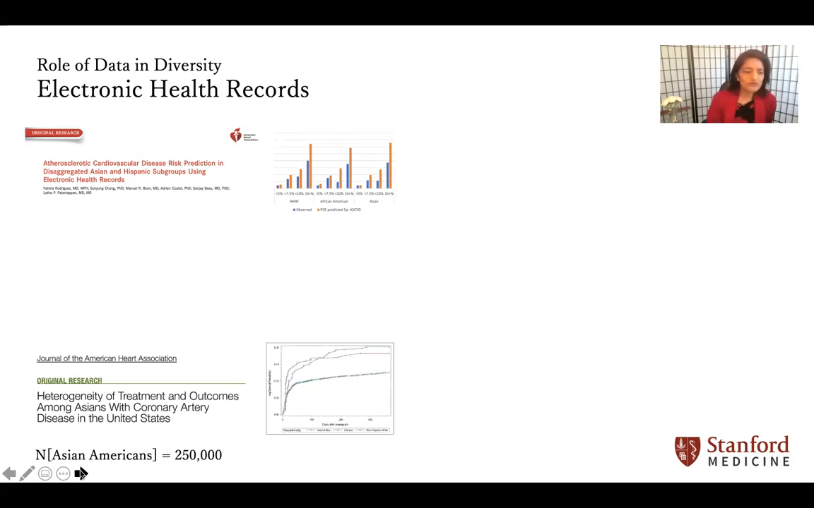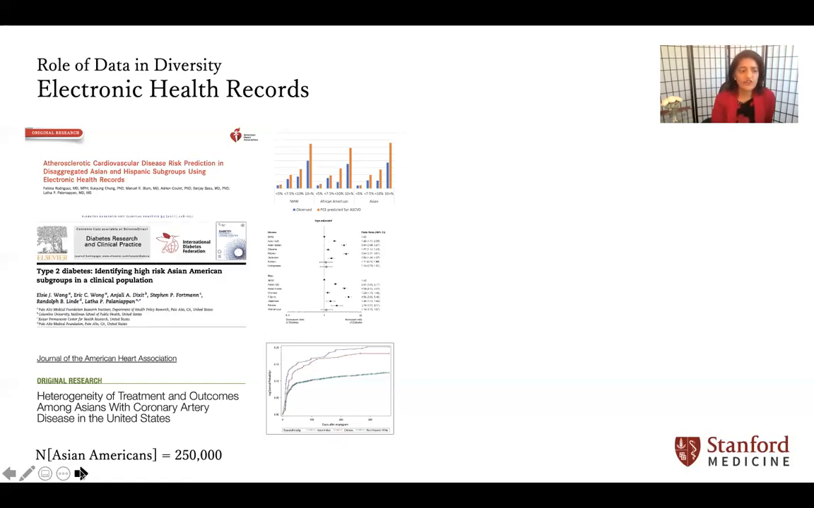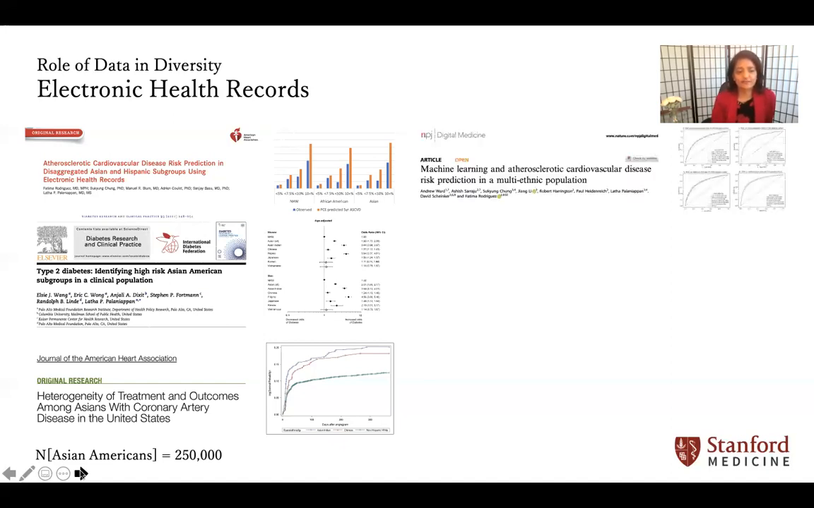Next slide. Also, how people were treated and adverse outcomes. My father had a PCI and unfortunately had an adverse clotting event after that PCI. And these are data that we're only able to uncover 40 years after his demise. Next slide. Type 2 diabetes is also higher in Asian Indian and Filipino groups. Next slide. And then we're trying to do better about predicting cardiovascular disease.